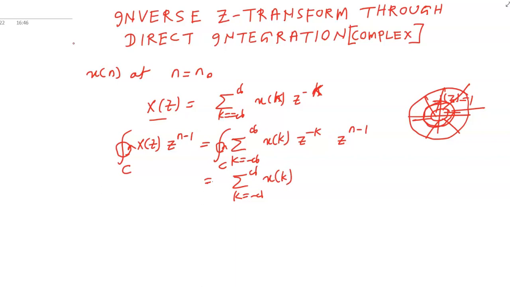The summation is over k, and the integration is over the contour. Okay, I forgot to write the dz. Then the integral of z to the power n minus k minus 1 dz.